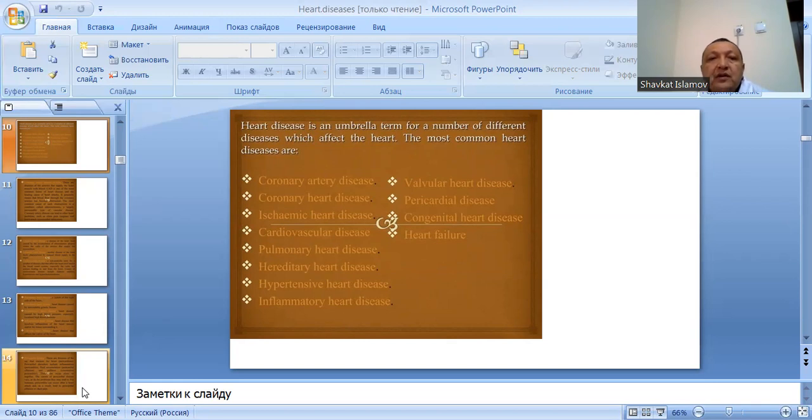Heart disease is an umbrella term for a number of different diseases which affect the heart. The most common heart diseases are coronary artery disease, coronary heart disease, ischemic heart disease, cardiovascular disease, pulmonary heart disease, hereditary heart disease, hypertensive heart disease, inflammatory heart disease, valvular heart disease, pericardial disease, congenital heart disease, heart failure.